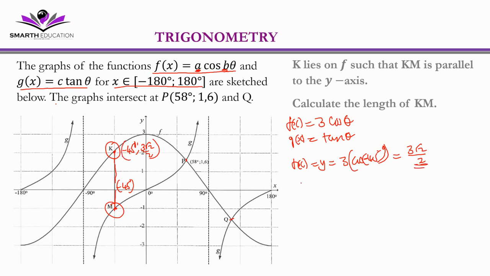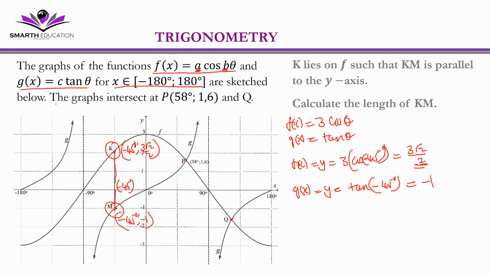And then let's find the coordinates of M. So g of x, which is equal to y, is equal to tan negative 45 degrees. Okay, then what do you get? You get negative 1. So it means M is negative 45 degrees, negative 1.